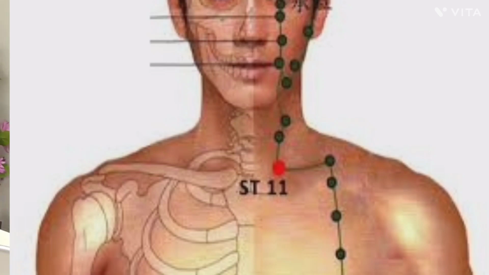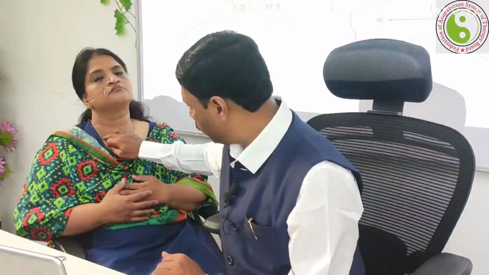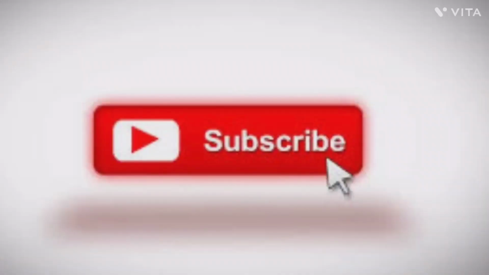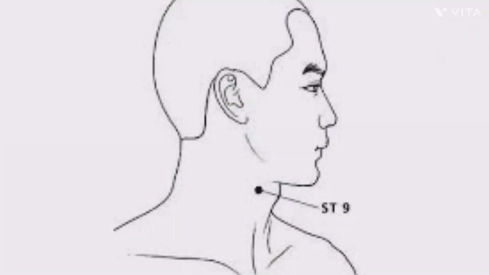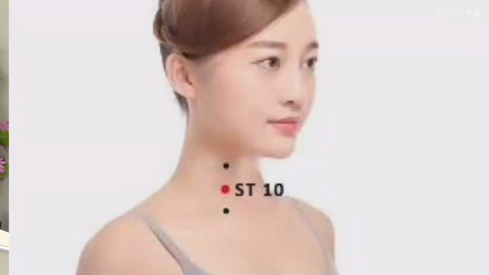Now another point is known as Shuitu. Shui means water. Now you try to see. Before that I wanted to find stomach 11, Qishe point, vertically below this point. Yes, vertically below this point, midway between stomach 11 and stomach 9, the point is situated: stomach 10, Shuitu.